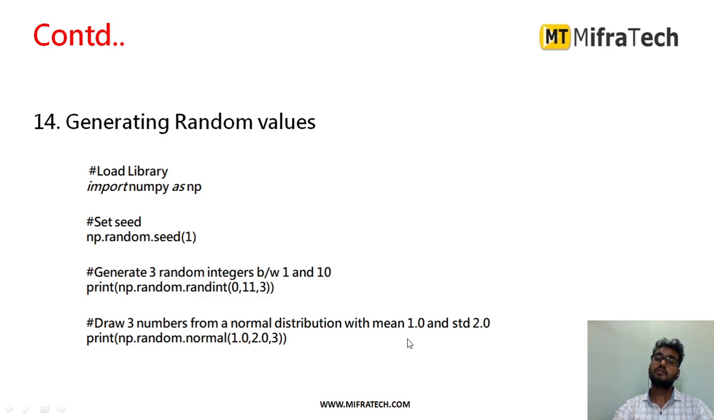Here we just have to give the mean and standard deviation as input. If we mention the mean, the standard deviation, and how many random values we want, we can get the normal distribution of random values by using np.random.normal of the mean value, standard deviation, and how many random values you want. We can get that using this command.